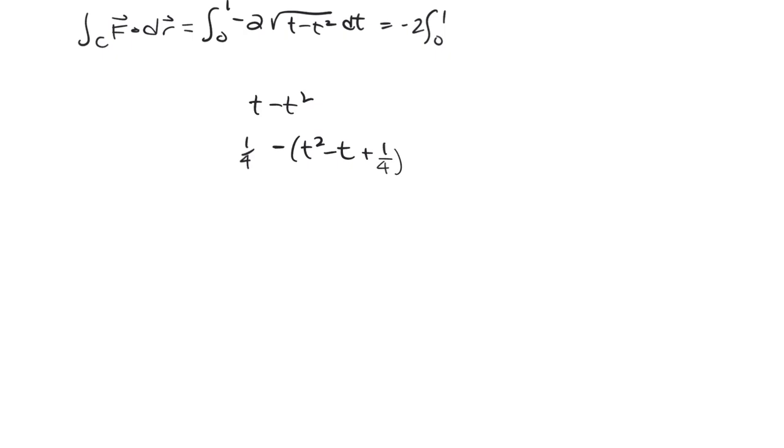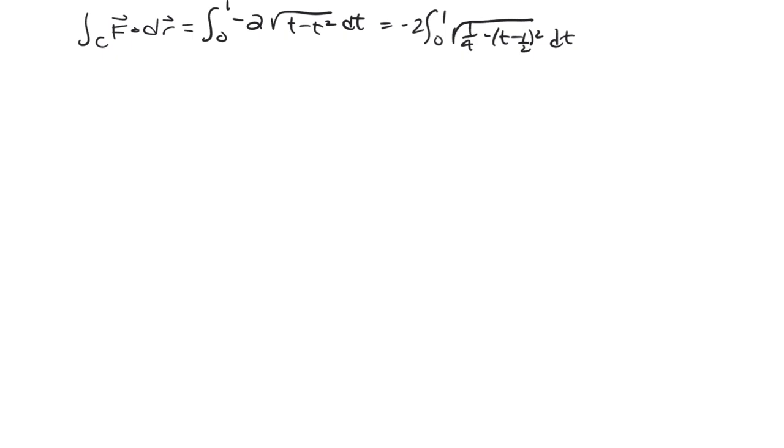Again, in case your completing the square skills are rusty, I've got a minus 1/4 plus a 1/4, which is 0. So that means I haven't changed the expression. Then this would become 1/4 minus t minus 1/2 squared. All right, you know what to do from there? Maybe not. Let's try some more.